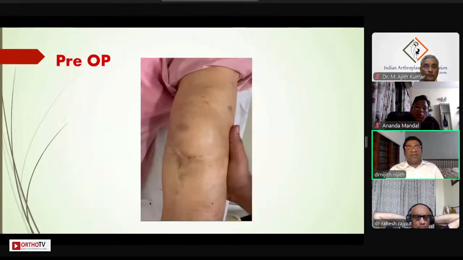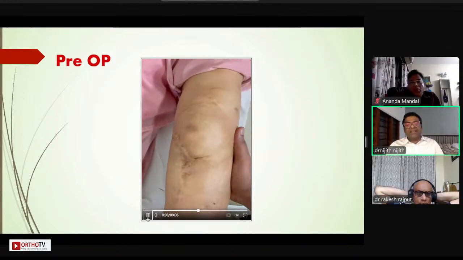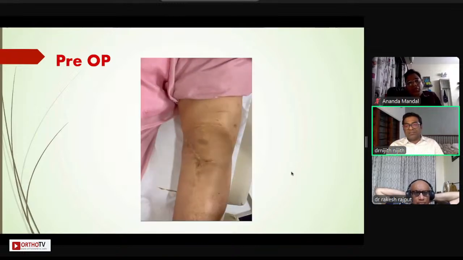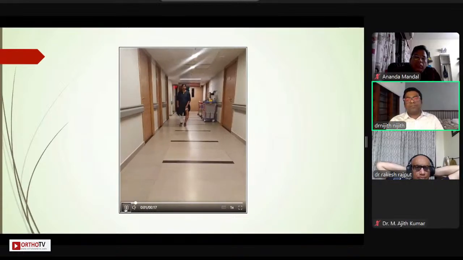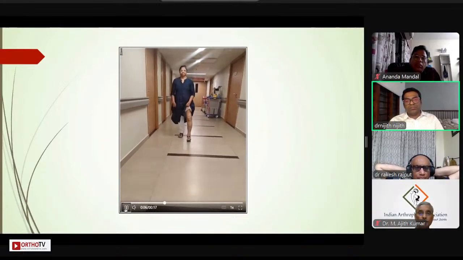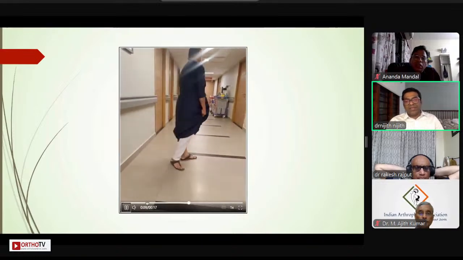Then this is the video from the front. You can see there are multiple scars, especially more on the medial side, and this deformity was correctable. And this is how she was walking. You can see there is a gross varus deformity with a varus thrust.